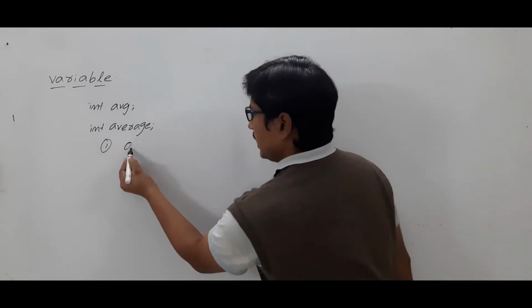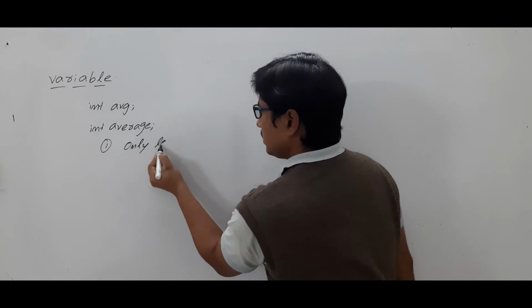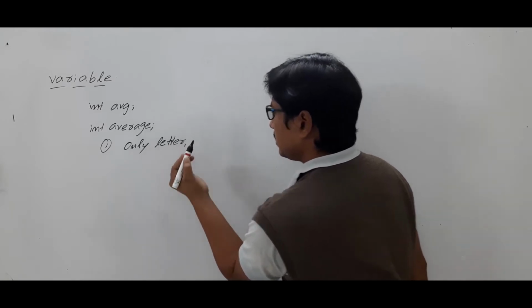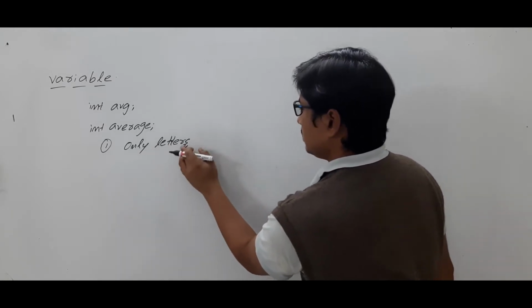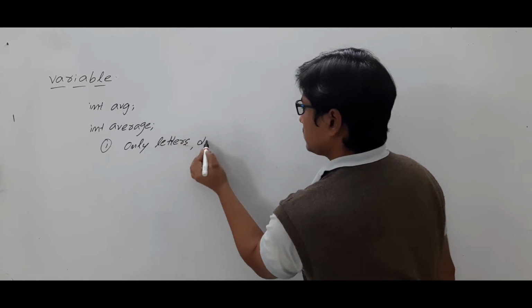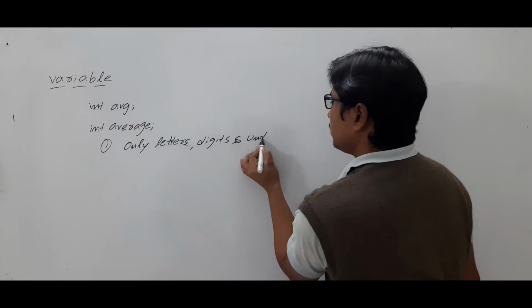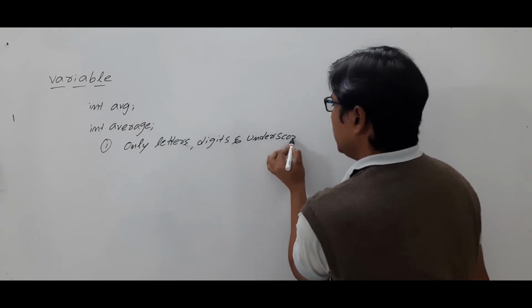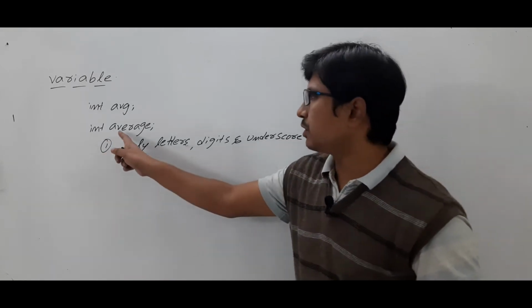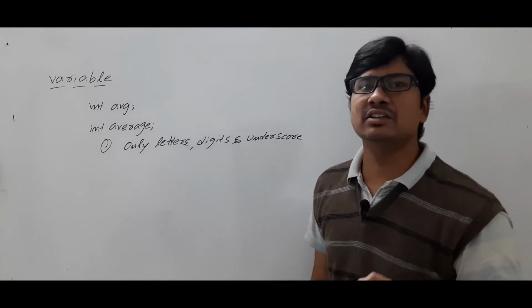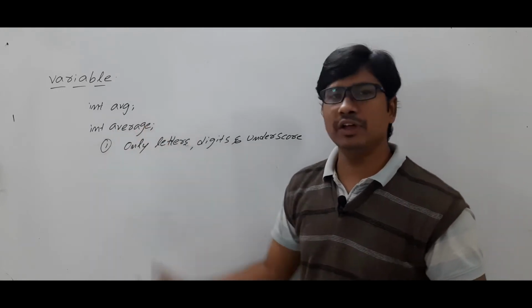only letters, digits and underscore are allowed for naming a variable. You cannot use any special characters or special symbols in the variable name.